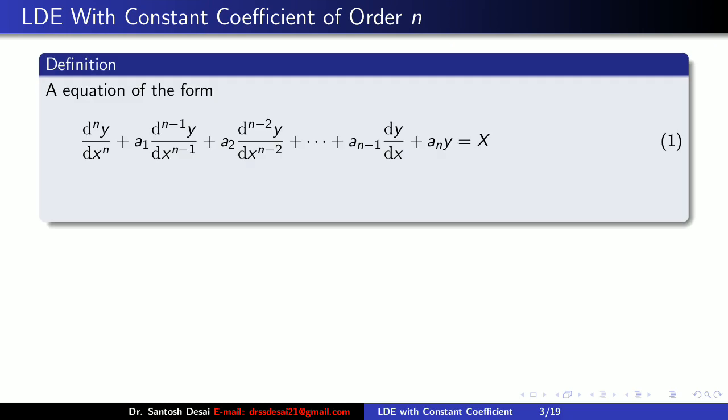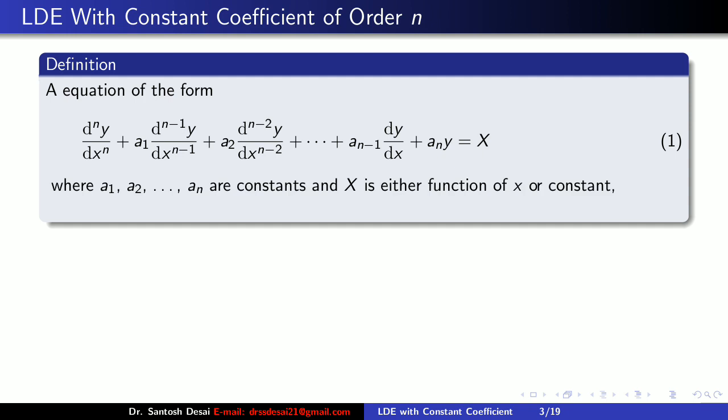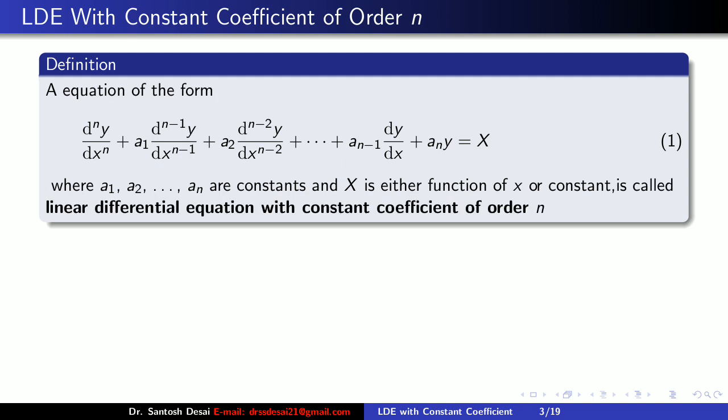An equation of the form d raised to n y by dx raised to n plus a1 d raised to n minus 1 y by dx raised to n minus 1 plus and so on plus an minus 1 into dy by dx plus an y is equal to X, where a1, a2 and so on an are constants and X is either function of x or constant, is called linear differential equation with constant coefficient of order n.